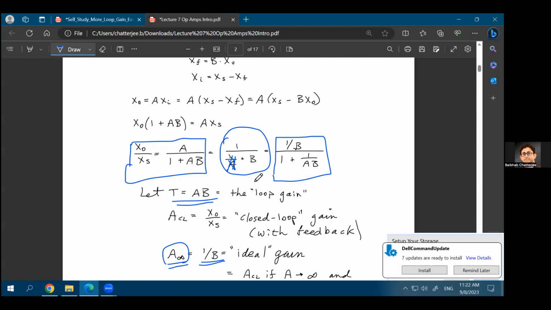So A infinity does not mean infinite gain for the overall system. A infinity means, I think we can change the notation a little bit. But think about the A infinity that we learned about in the previous class. What is that A infinity? It's the gain of the system when the op-amp has infinite gain, when the feed-forward path has an infinite gain.